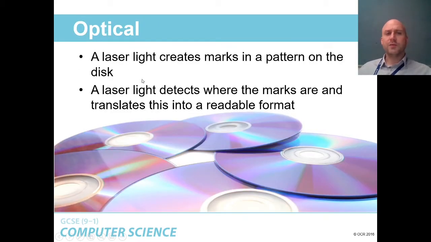So optical. Okay, optical means light. I hope you know that. So it's a laser light, creates marks in a pattern on the disc, and a laser light detects where the marks are and translates this into a readable format. So the thing with optical formats, which is like CD, Blu-ray, DVD, is they have a process called being burnt. And basically, they're not actually burnt, but I think it's because it's got the word laser in it and people think of lasers as burning it.